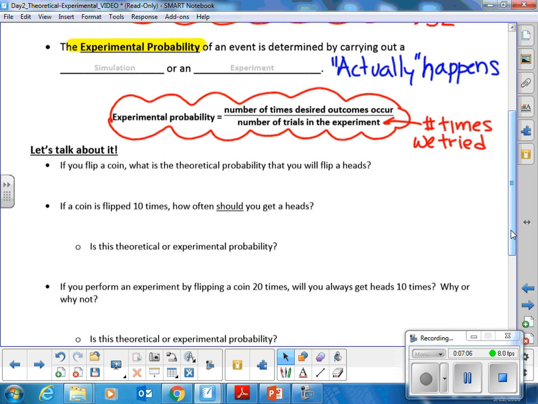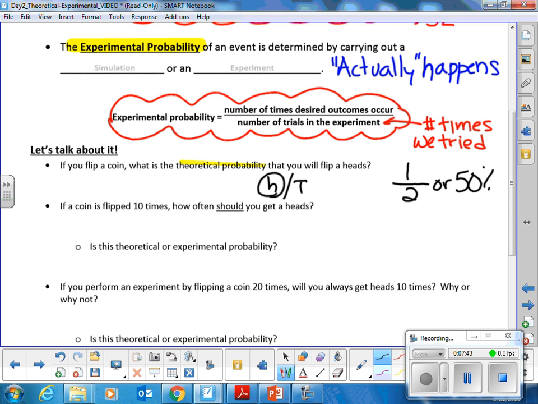All right, so let's talk about this. If you flip a coin, what is the theoretical probability that you will flip heads? So remember, theoretical probability is what we think and know about a coin. Well, think about a coin. How many sides does it have? That's our bottom number. It has 2 sides. It has heads and it has tails. So what is the probability that when you flip a coin you're going to get heads? Well, there's 1 of them out of 2. So 1/2 or 50%.